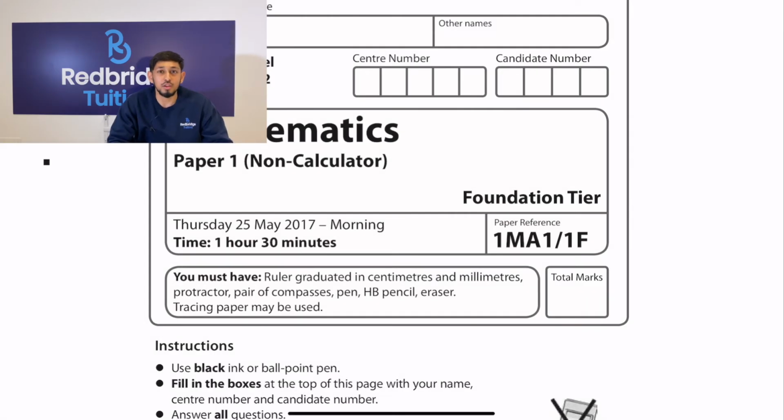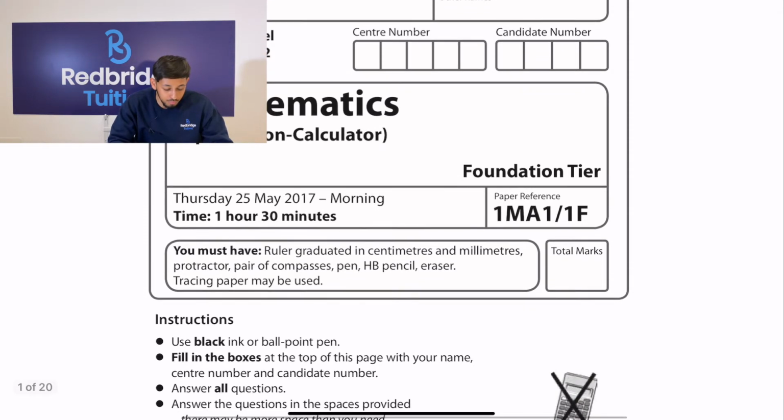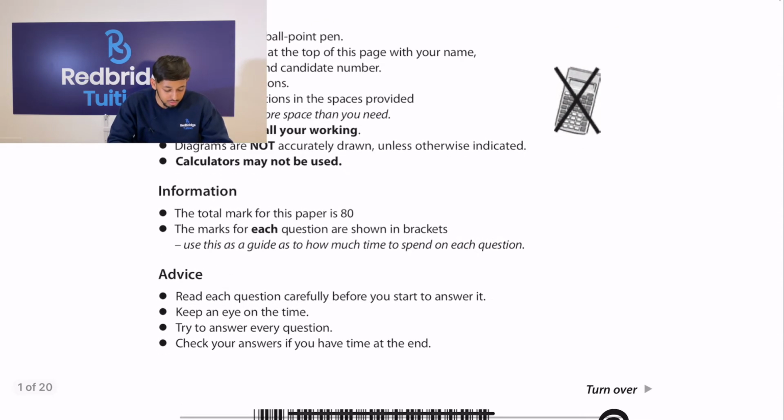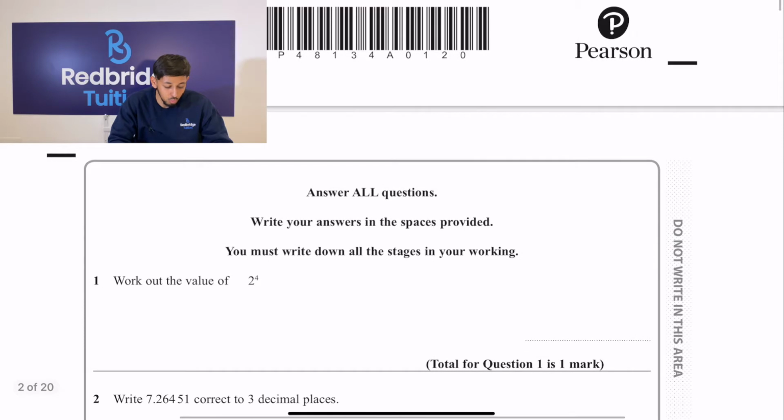Hi guys, it's Mahim from Redbridge Tuition, and what we're going to be doing today is going through a past examination foundation paper. So the paper we're doing today is paper 1, June 2017. Now, if we look to make a start, we'll start from question number 1.